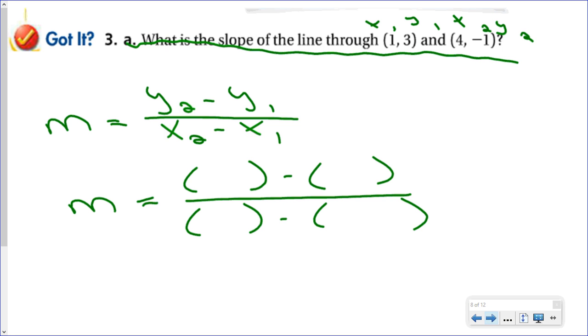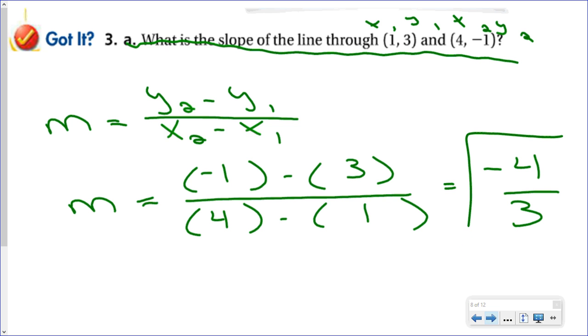So y2 is negative 1, and a 3, 4, and a 1. On the top, negative 1 subtract 3 is negative 4. 4 subtract 1 is 3. Can't reduce it down. There's your final answer.